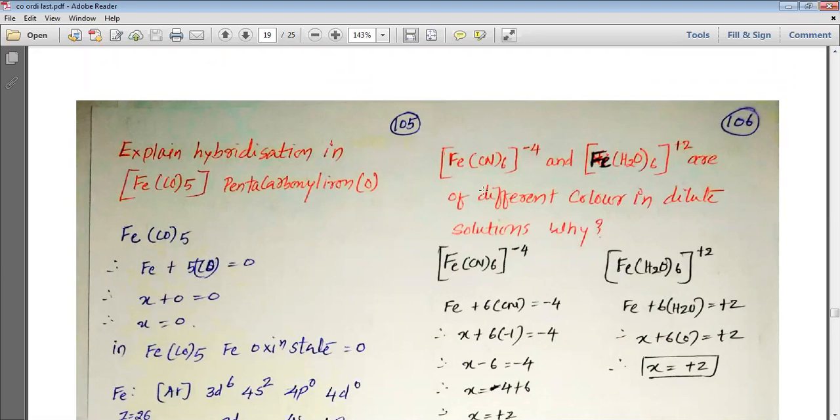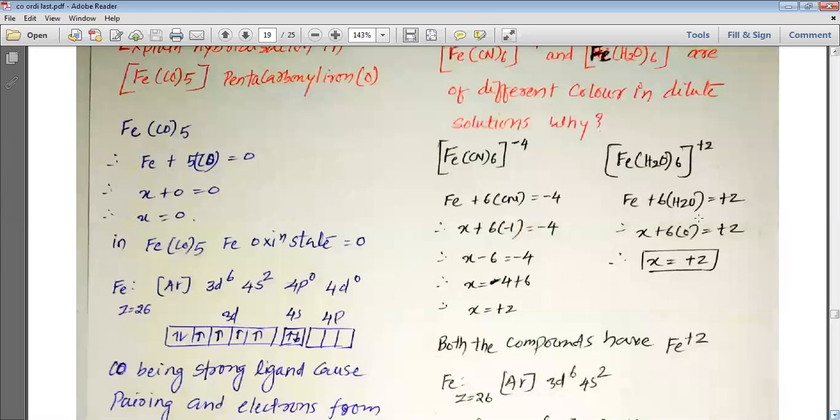Now we are going to study [Fe(CN)6]4- and [Fe(H2O)6]2+, my dear students. So let us study the question. [Fe(CN)6]4- and [Fe(H2O)6]2+ are of different color in dilute solution. Why? Let us understand this question. This is also a question that is not included in the theory, so we will have to study an extra theory to answer this question, but this is an exercise question.